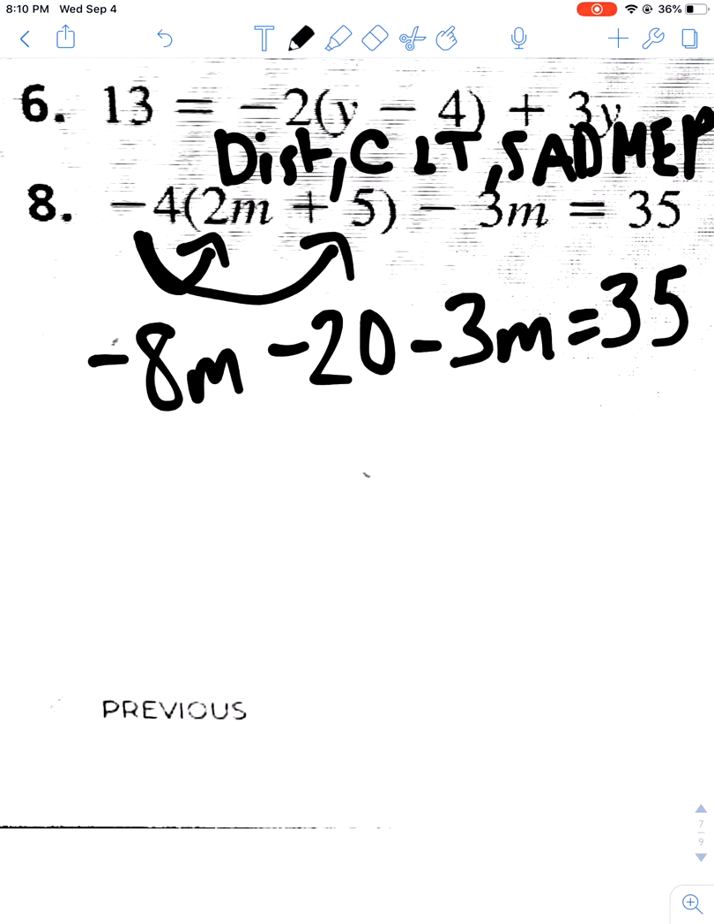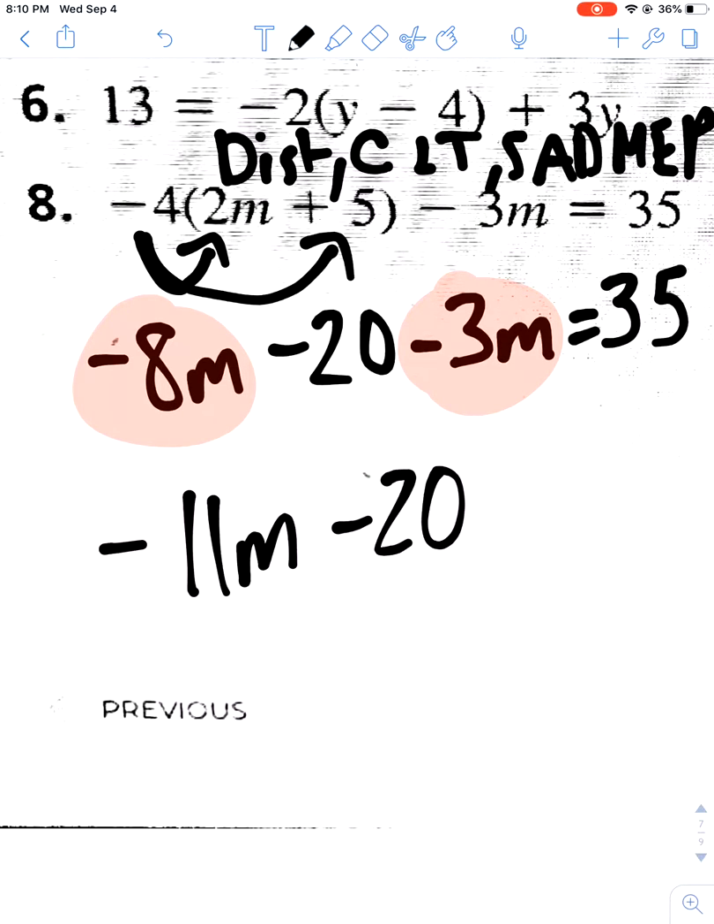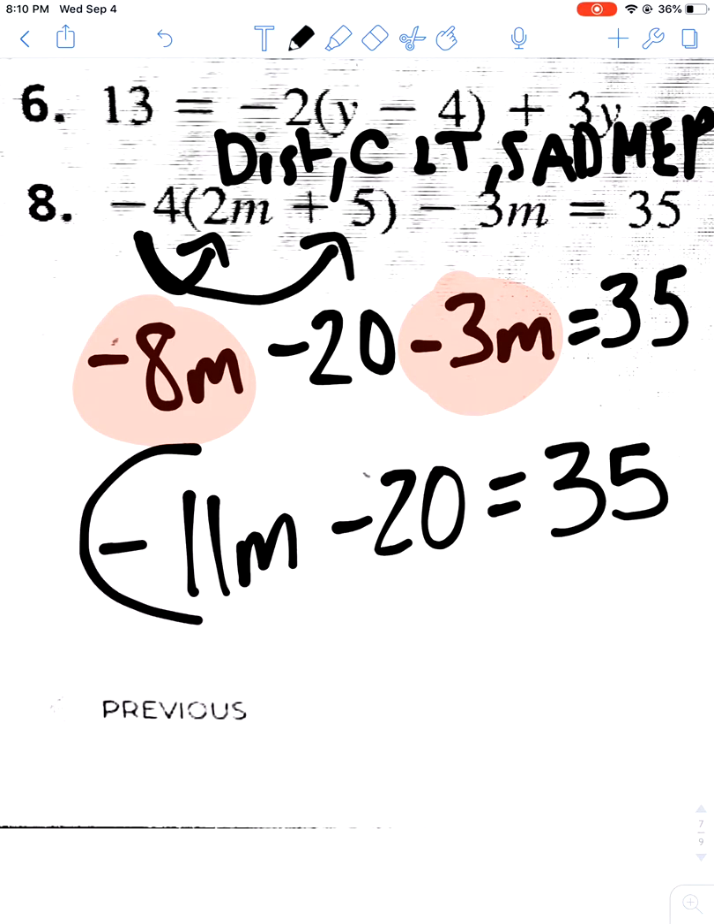Now we need to look and see, are there any like terms to combine? Well, I've got this 8m and this 3m. When we're combining, we're just adding. 8 plus 3 is 11, and it's going to stay negative. Alright. Now I can't combine these because one's an m and one isn't. So I'm done combining. So I need to go in reverse order.